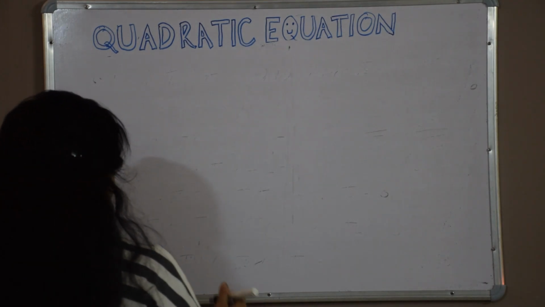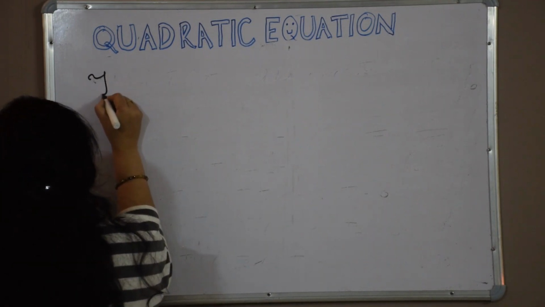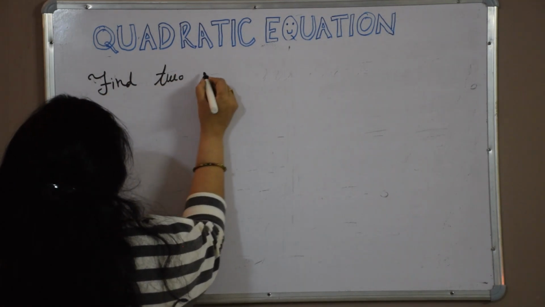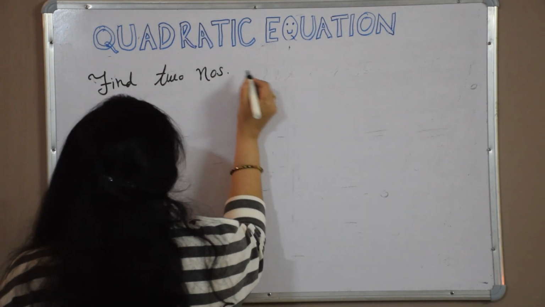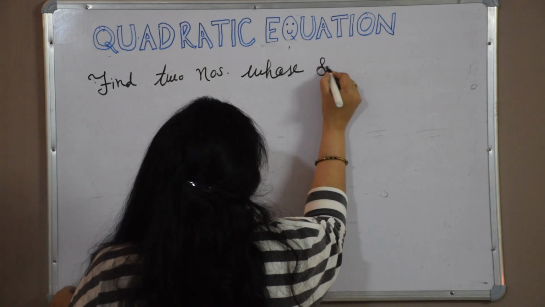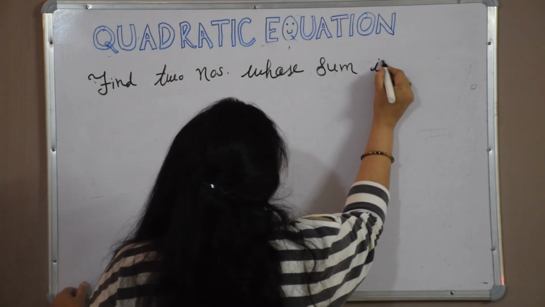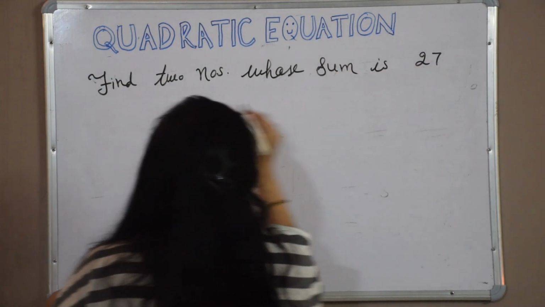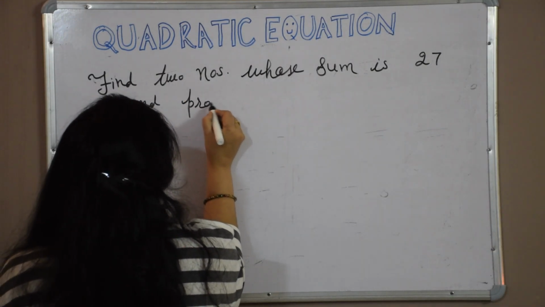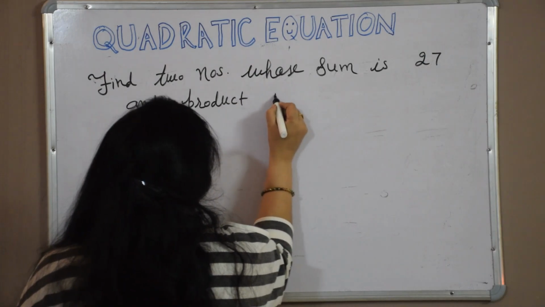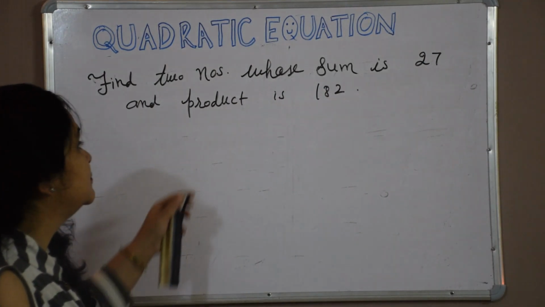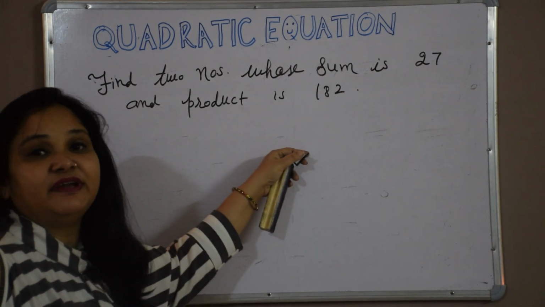The given question is: find two numbers whose sum is 27 and product is 182. We have to find two numbers whose sum is 27 and product is 182.